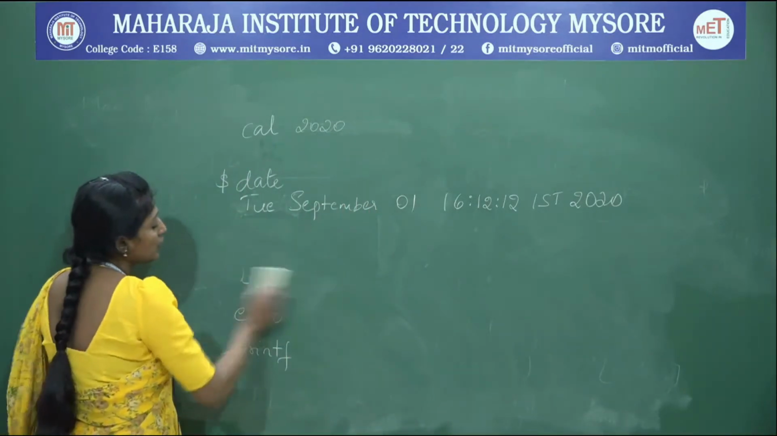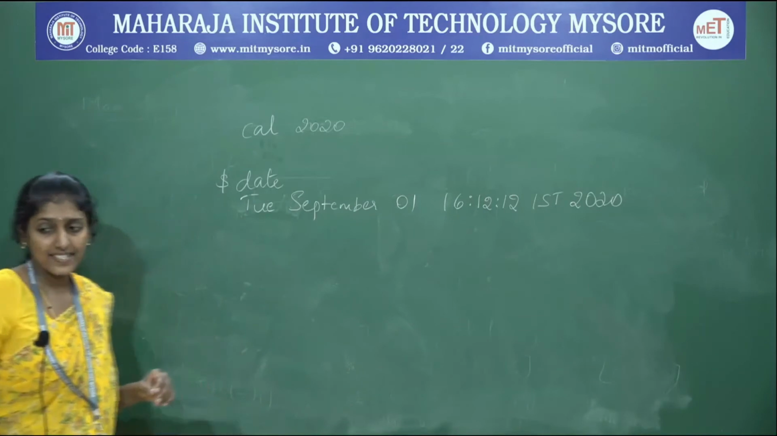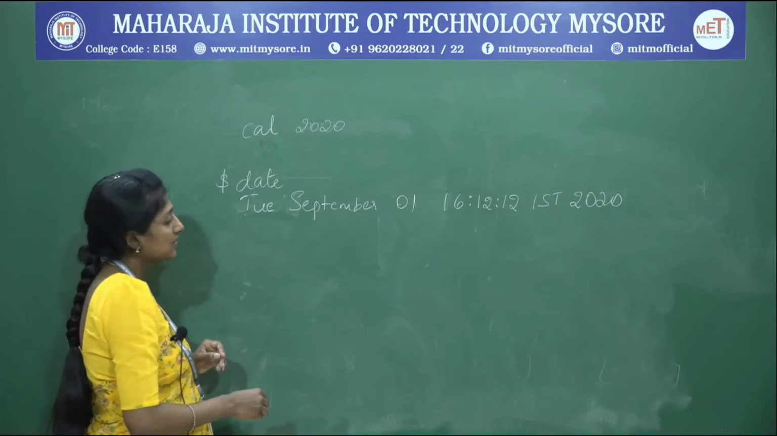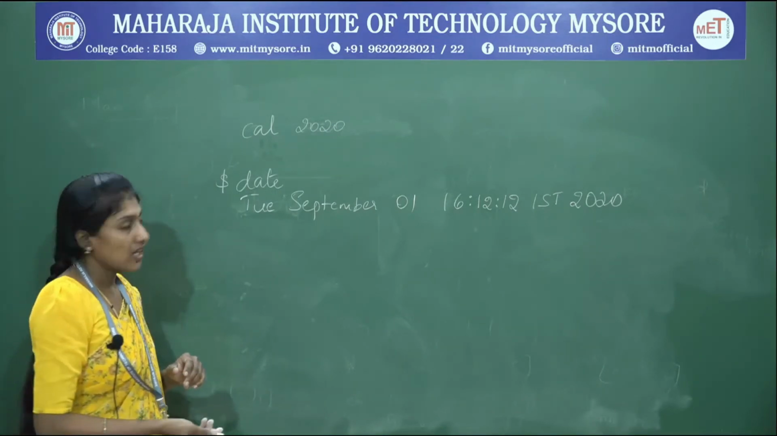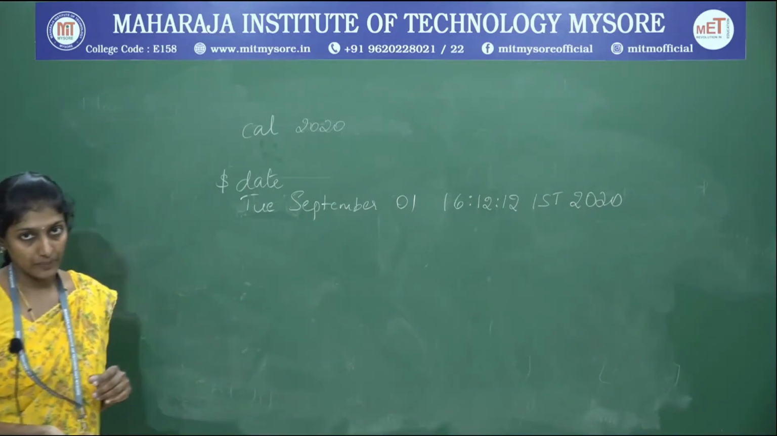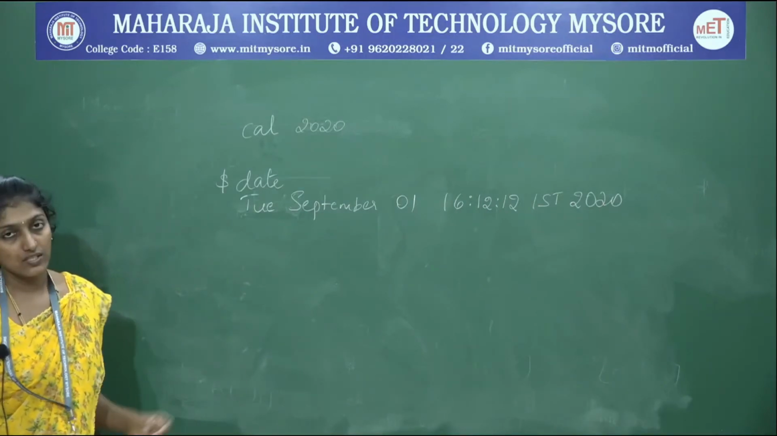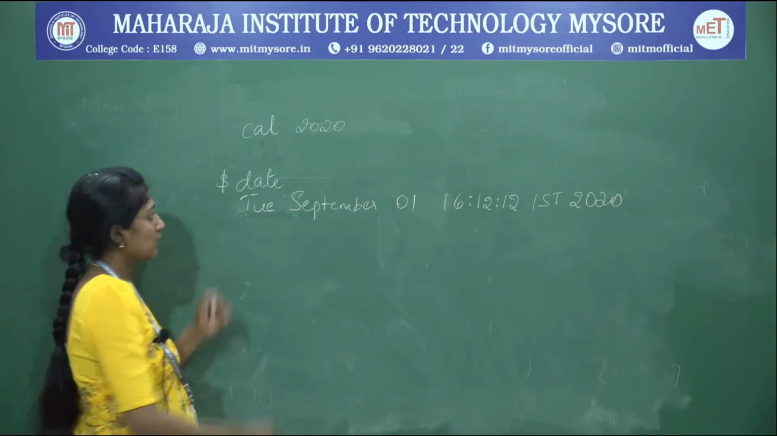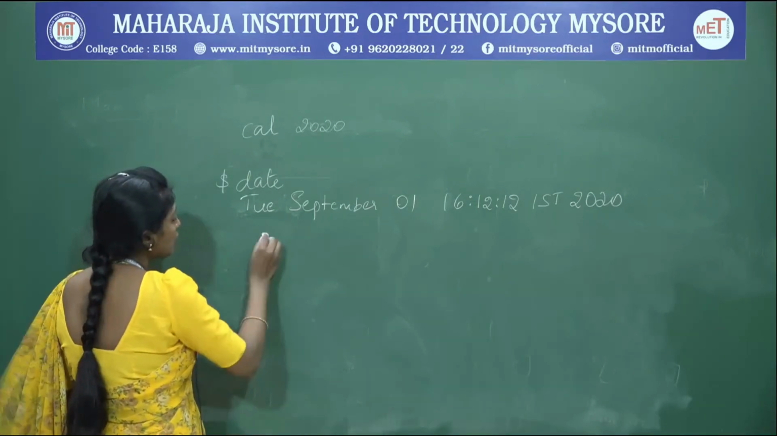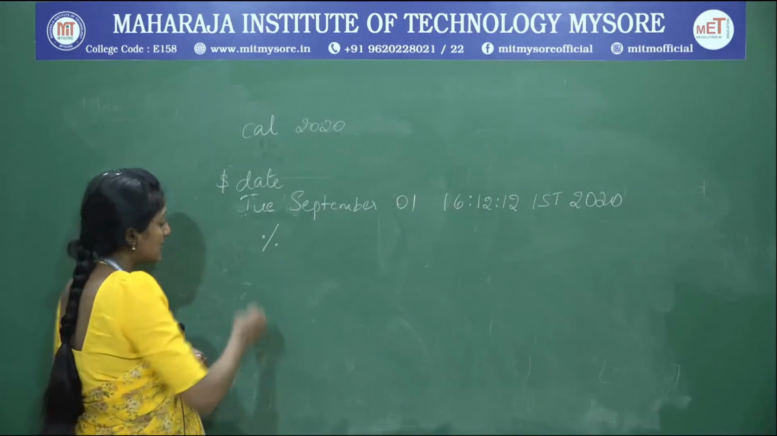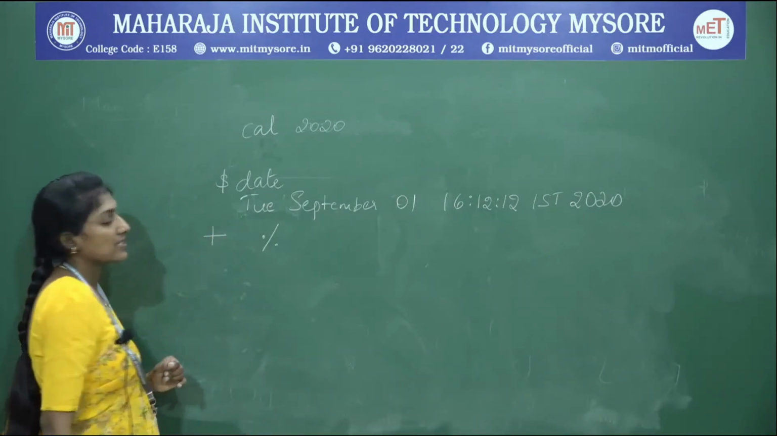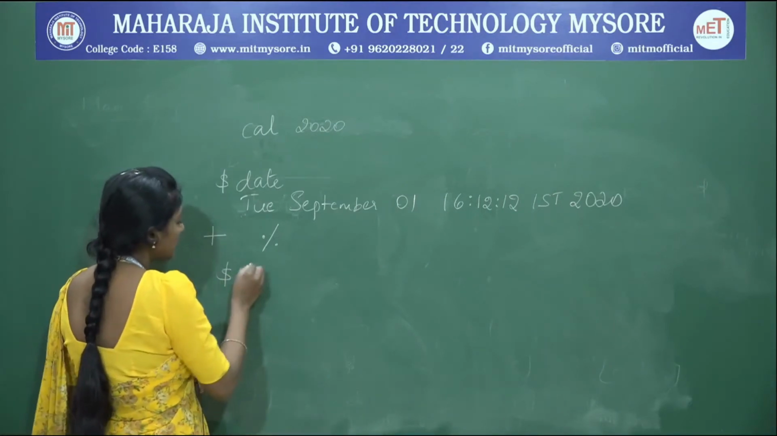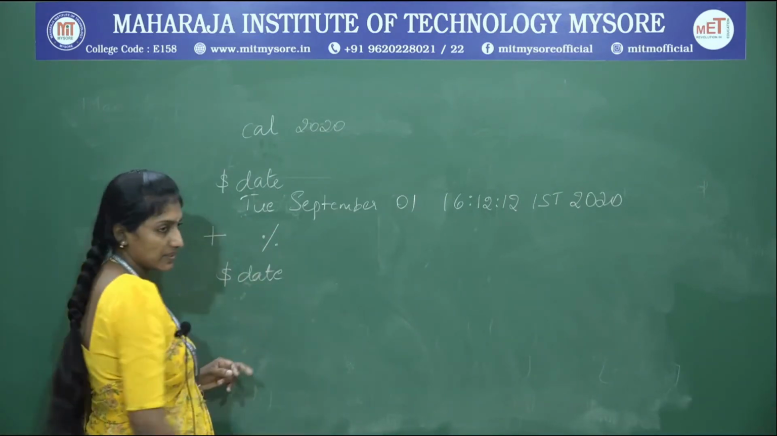And what if the user wants to display only the month, or only the year, or only the day? We do have a few options for this date command. While accessing those options, you always need to use the percentage symbol and the plus symbol. I'll let you know what the percentage symbol and plus symbol represent.